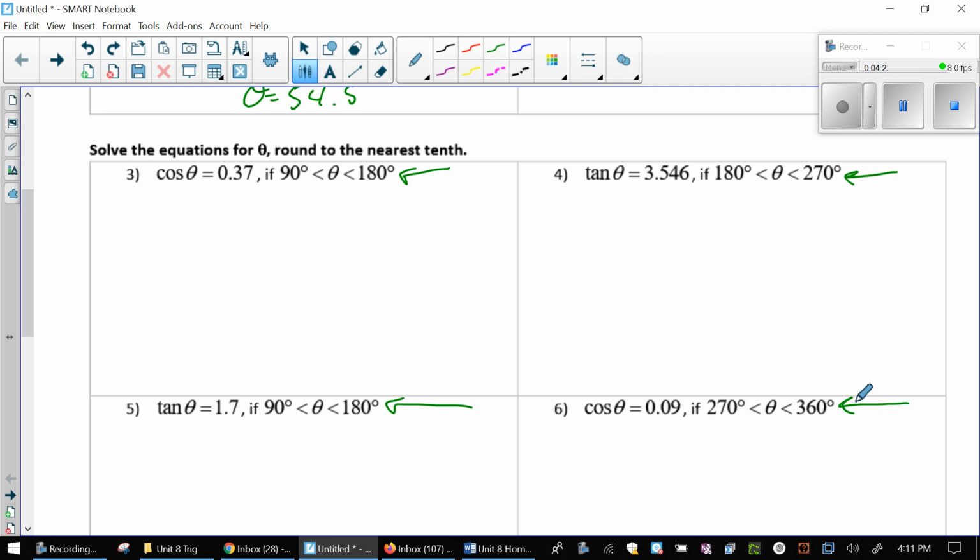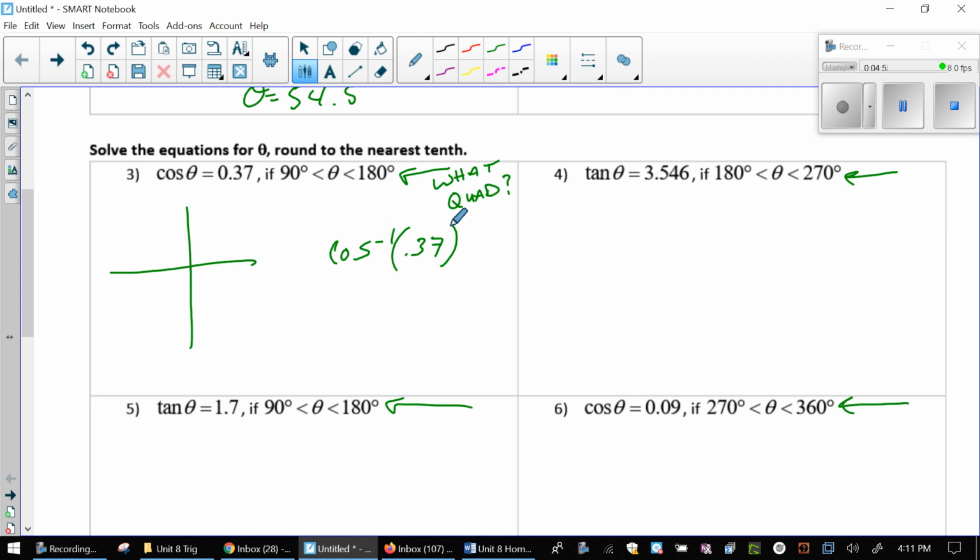Now we have to think about several things. So when we see these directions here, that's telling us what quadrants we're in. So in between 90 and 180 tells us that we are going to be in the third quadrant somewhere. Okay. So watch what happens now when we do inverse cosine of 0.37.